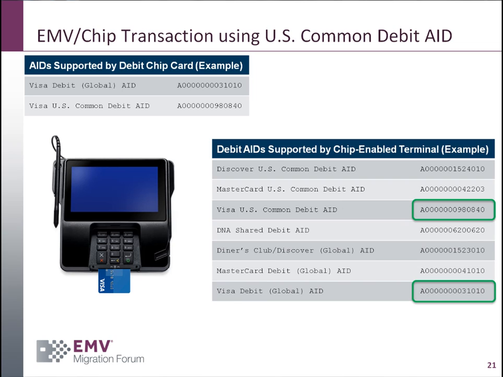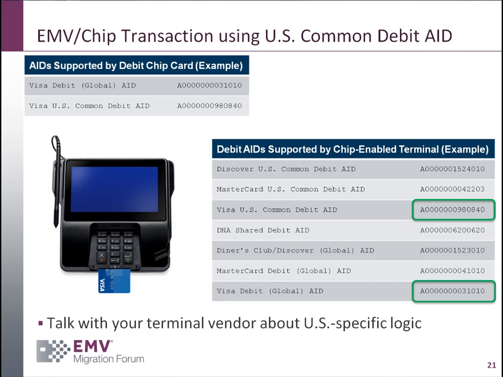Logic must be incorporated into U.S. terminals in order to select a U.S. Common Debit AID over a Global AID that has a higher priority on the chip card. When the U.S. Common Debit AID is selected, the transaction can be routed to any network that supports this AID and that the issuer has enabled for the chip card. This includes Visa networks, as well as U.S. debit networks that have licensed the Visa U.S. Common Debit AID. Details about the U.S.-specific logic that will be needed can be obtained from the terminal vendor.